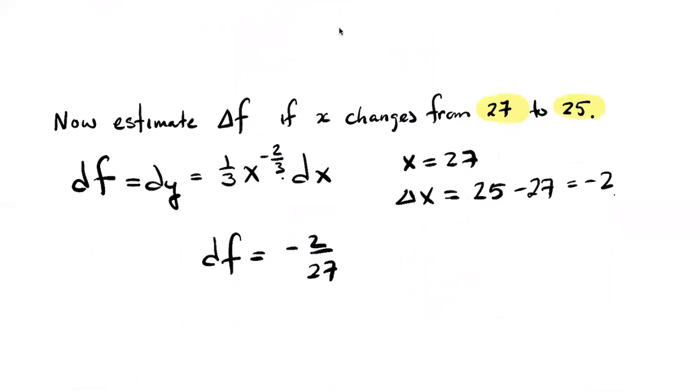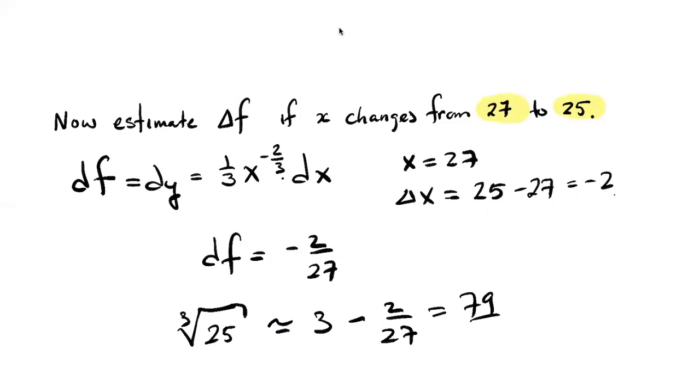So if we were going to say, for example, estimate the cube root of 25, well, we could say that's approximately the cube root of 27 plus the differential, but in this case, we're going to have to subtract those 2 27ths. So that's going to give us this 79 over 27, I think, or what my calculator says is about 2.93. Again, I'm lazy and just going to write 3 decimal places. So that's my estimate for the cube root of 25. It seems reasonable based on above. It's slightly smaller, as it should be. Cool. All right.